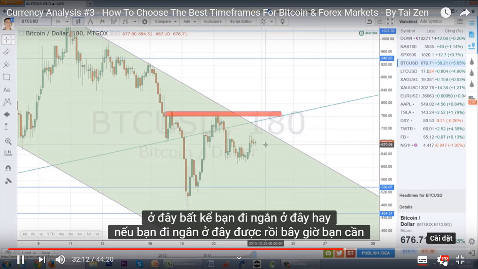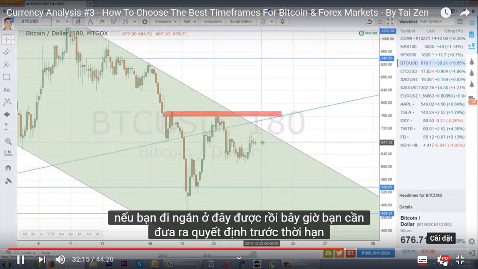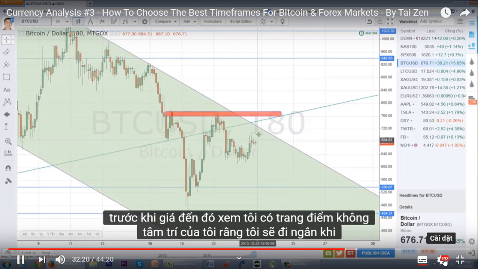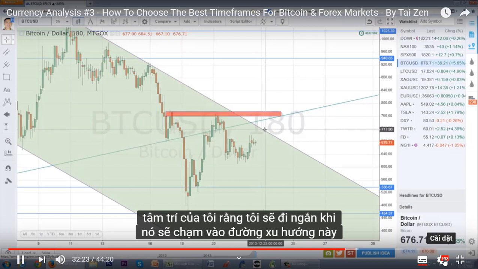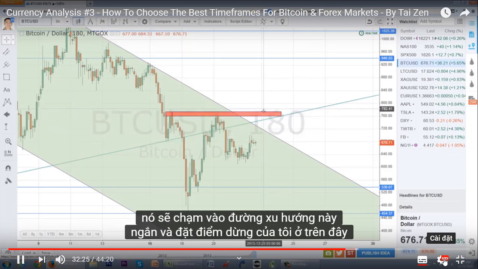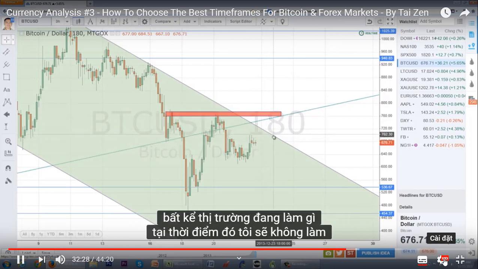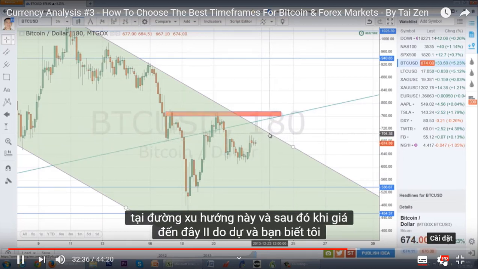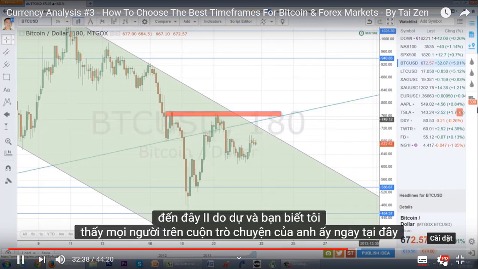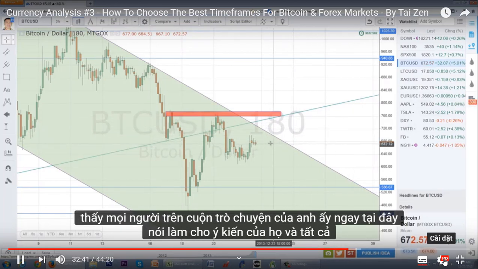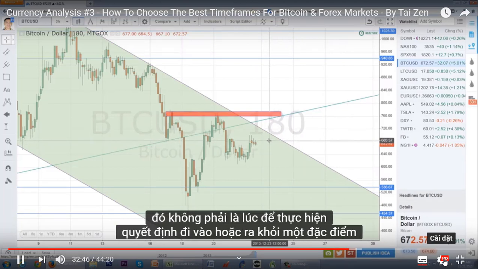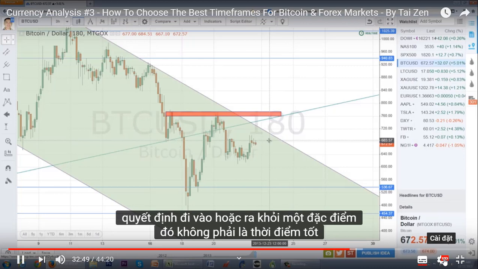Okay, now you need to make that decision ahead of time before price gets there. If I make up my mind that I'm going to go short when it hits this trend line, I'm going to go short and put my stop above here, regardless of what the market is doing at that time. I'm not going to say that I'm going to go short at this trend line, and then when price gets here, I hesitate, and I see people on this chat room making their opinions and all that. That's not the time to make a decision to get in or out of a trade. That is not a good time at all.